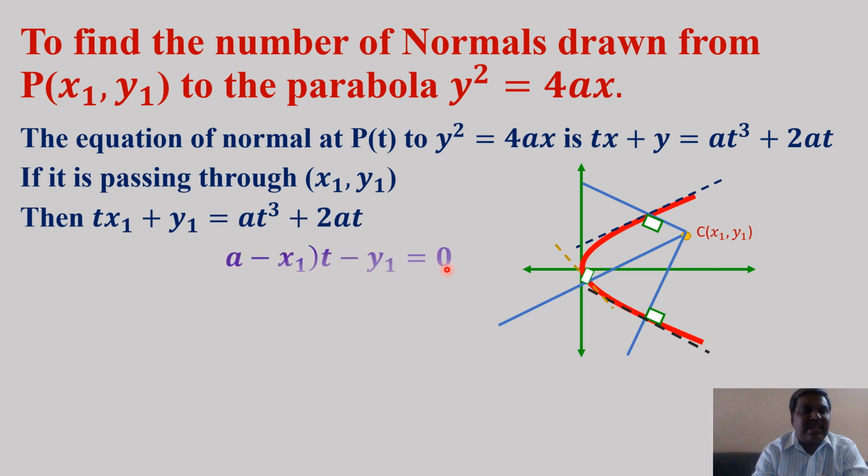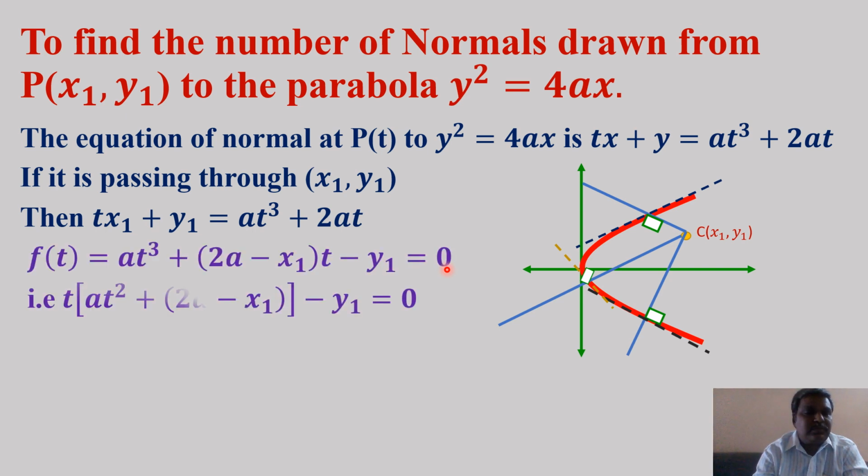On rearranging the terms, we get f(t) equal to at cube plus (2a minus x1) into t minus y1 equal to 0. I am taking at cube plus (2a minus x1) t minus y1 equal to 0 as f(t), because all the terms are in terms of t. At cube is in terms of t, (2a minus x1) into t is in terms of t. What are the fixed values? x1, y1 are given by my point, so the only variable here is t. So this can be written as t into (at square plus 2a minus x1) minus y1 equal to 0.